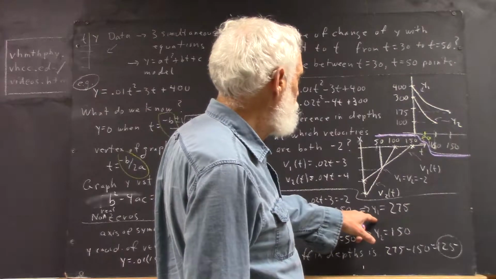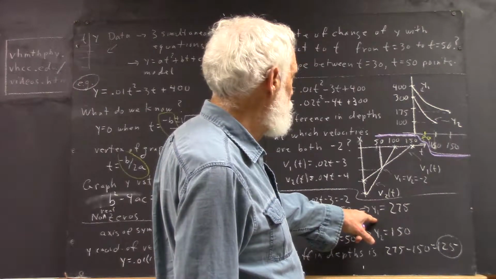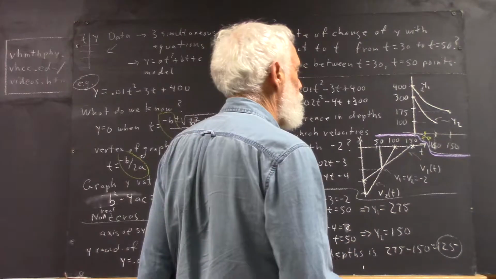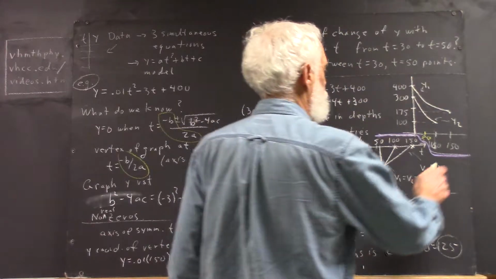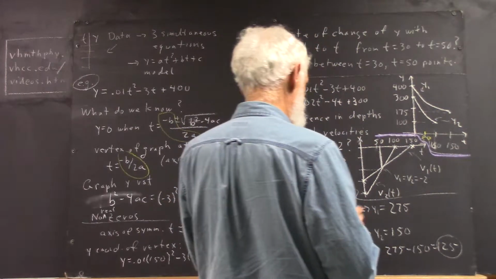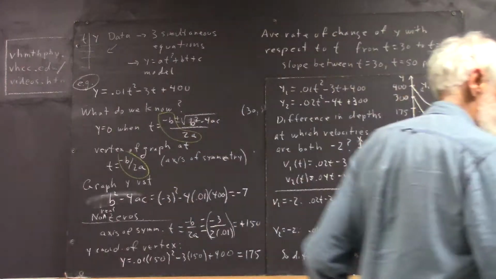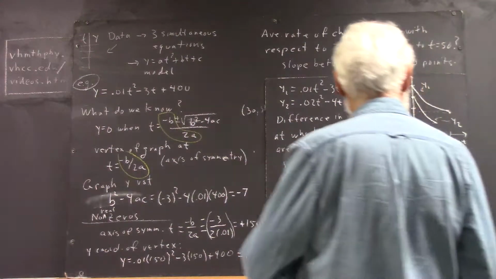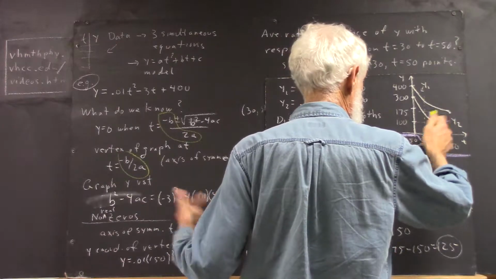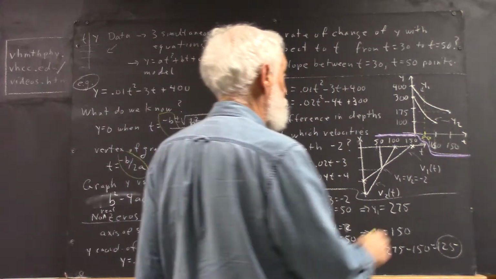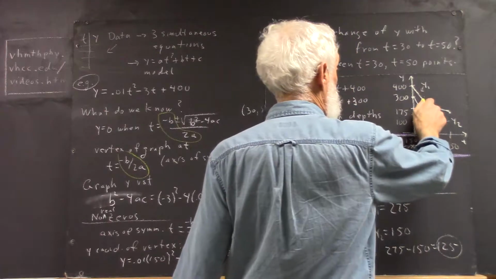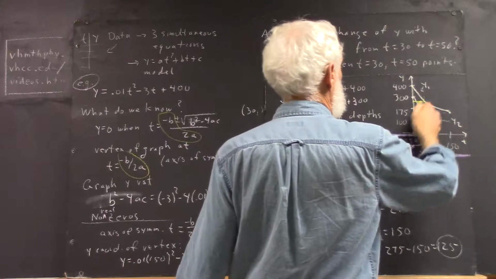So at t equals 50, y1 is 275, and y2 is 150. Now, does that match what we have here on the graph of y versus t? Well, when t equals 50, the y values will correspond to this. And I'm not fudging this. This is what I get. So the y2 function will have this value. The y1 function will have this value.